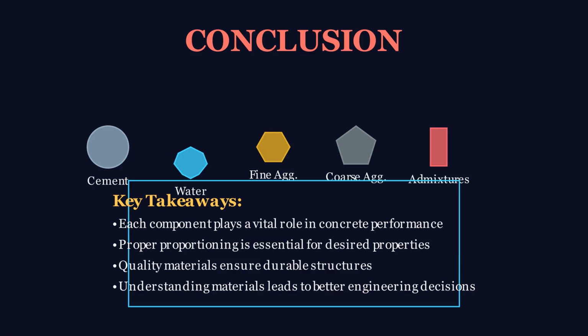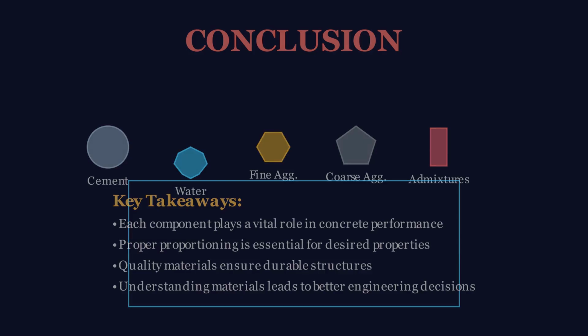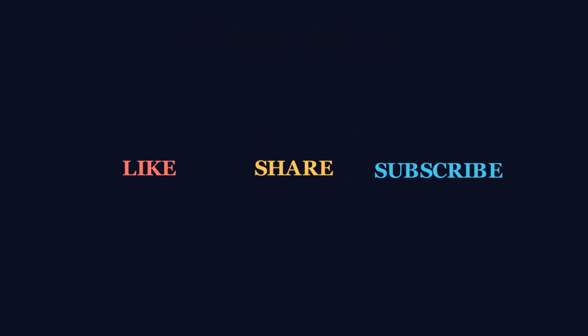To conclude, concrete is a remarkable composite material made from 5 essential components: cement, water, fine aggregates, coarse aggregates, and admixtures. Each component plays a vital role in the final product's performance. Proper proportioning and quality control of these materials are essential to achieve the desired strength, durability, and workability. Understanding these fundamental materials enables civil engineers to design and construct safe, efficient, and long-lasting structures.